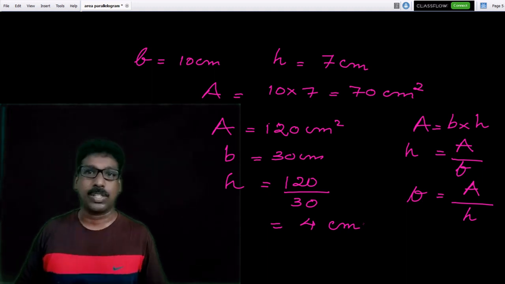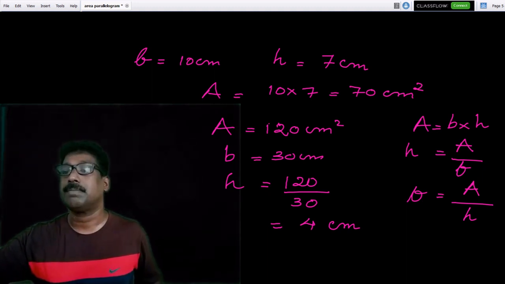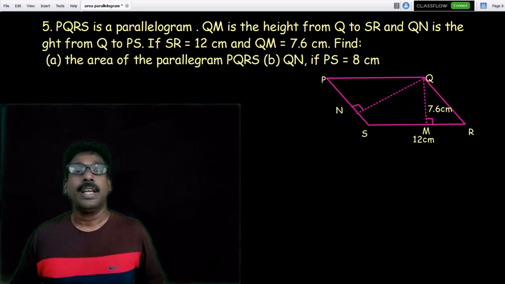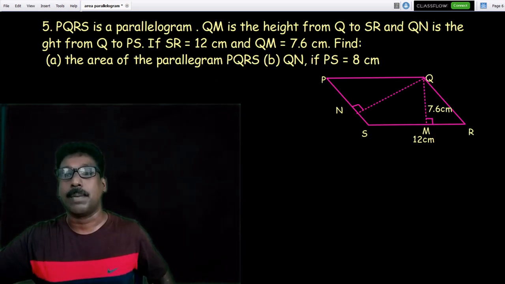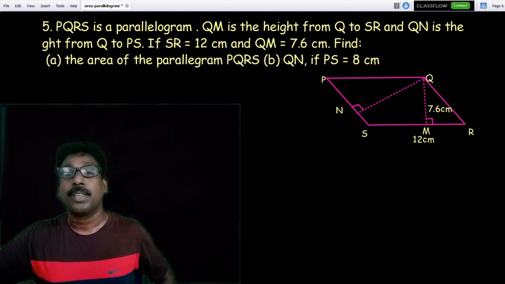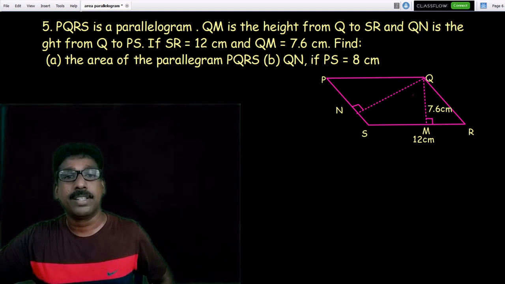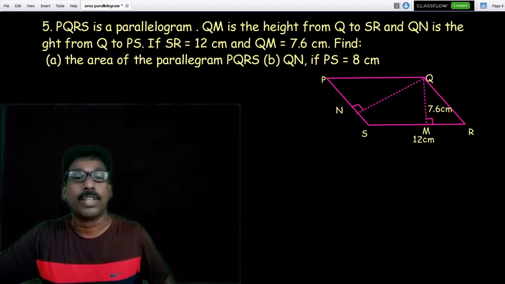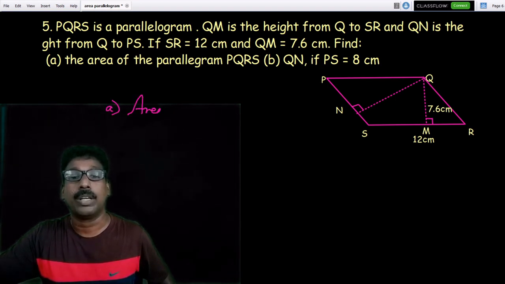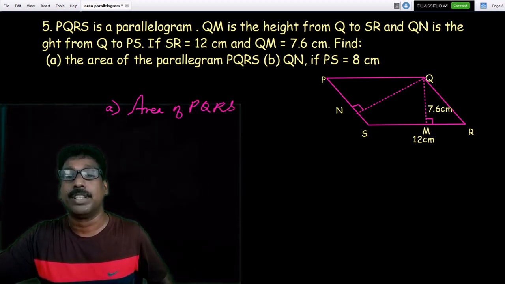Now let us discuss a question from the textbook, that is, a parallelogram is given. PQRS is the parallelogram, and QM and QN are the heights from Q to PS and Q to SR. Now SR is given and QM is also given. You have to find the area of the parallelogram PQRS. So first you can find the area of PQRS.